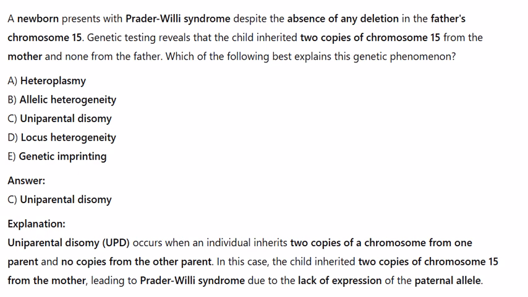A. Heteroplasmy. B. Allelic heterogeneity. C. Uniparental disomy. D. Locus heterogeneity. E. Genetic imprinting. Answer: C. Uniparental disomy. Explanation: uniparental disomy, UPD, occurs when an individual inherits 2 copies of a chromosome from one parent and no copies from the other parent.